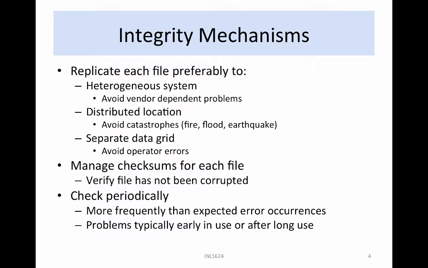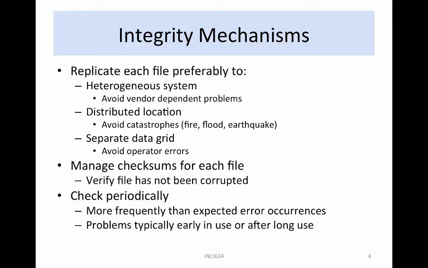To minimize risk of data loss across all of the identified loss mechanisms, a repository should replicate each file preferably to a heterogeneous system to avoid vendor-dependent problems, to a distributed location to avoid catastrophes such as fire, flood, or earthquake, and to a separate data grid that is independently administered to avoid operator errors.